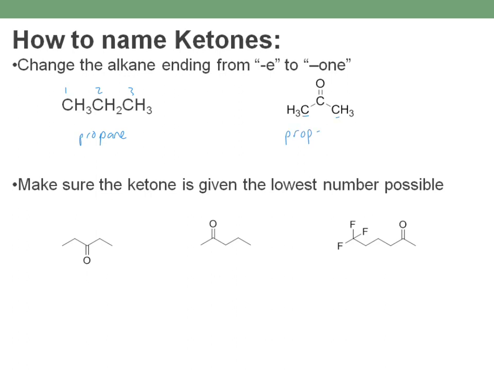So it's still a prop-a-n, but instead of the E here, we put O-N-E. So we've changed the E at the end of propane to O-N-E, one. So this would be a propanone. That would be the IUPAC name for this. Propanone, specifically 2-propanone, and we'll talk about the numbering in a second here.